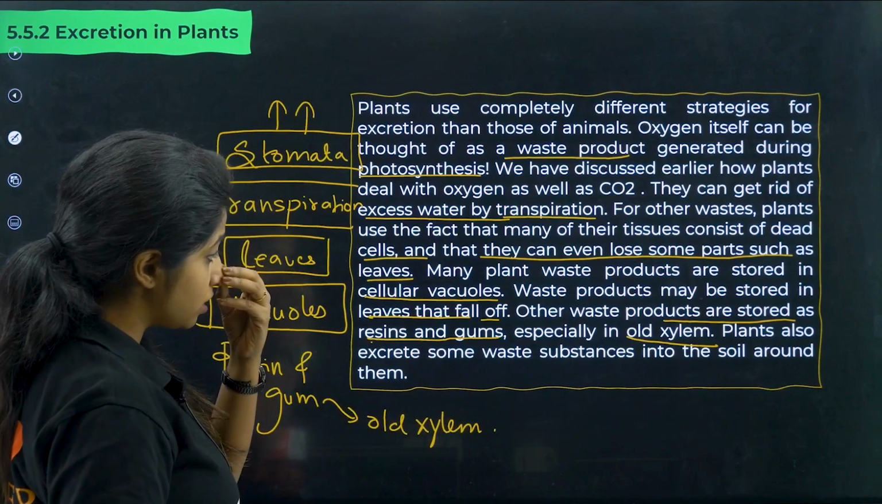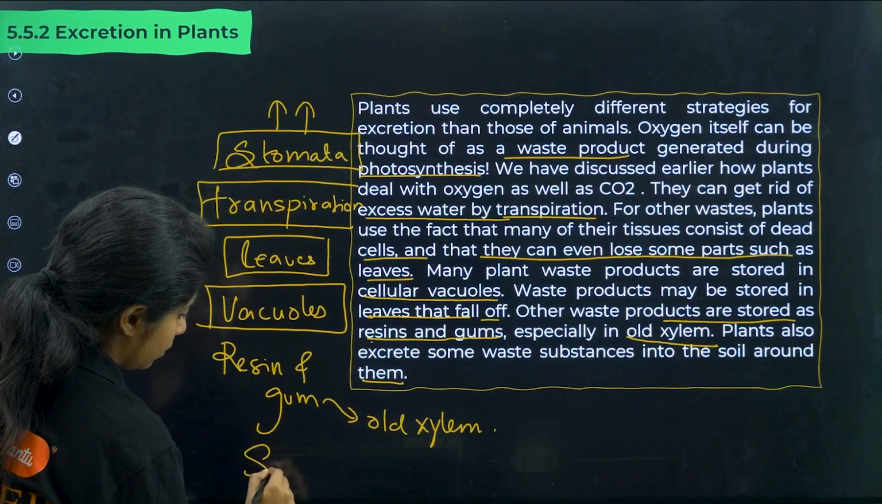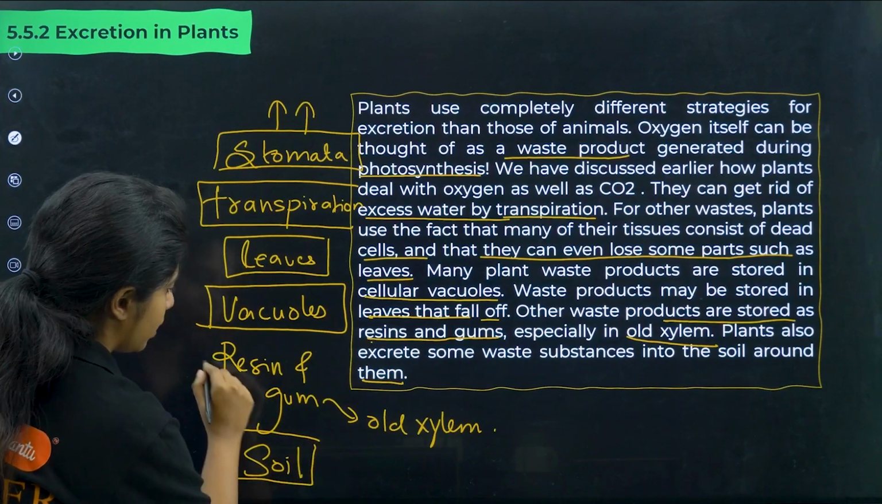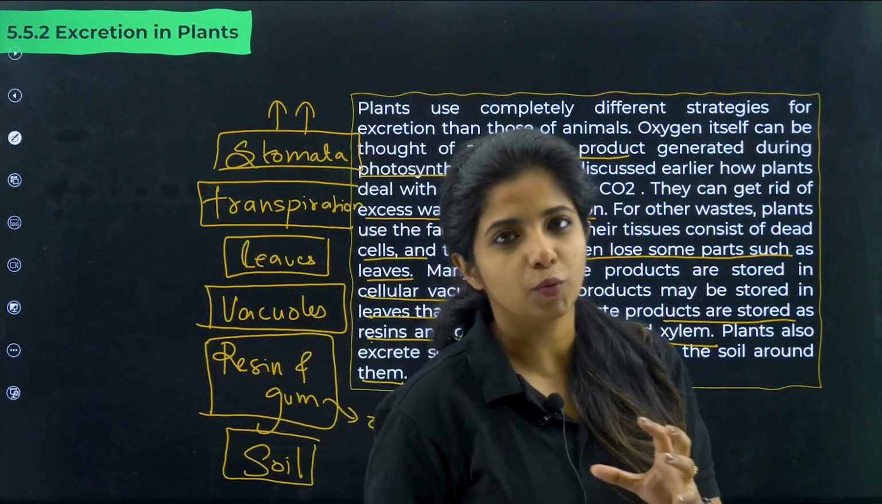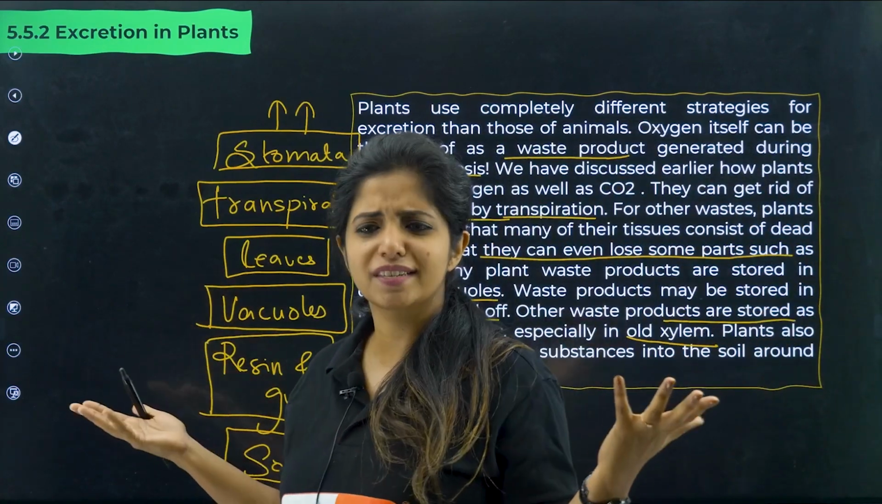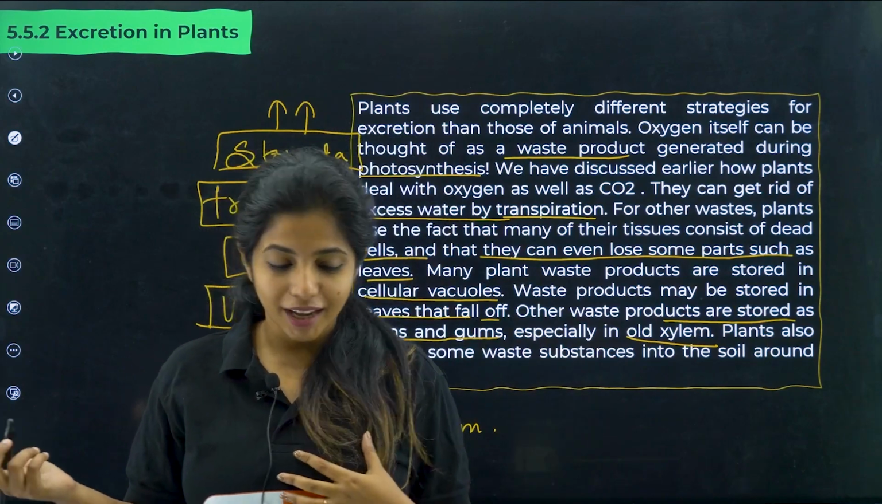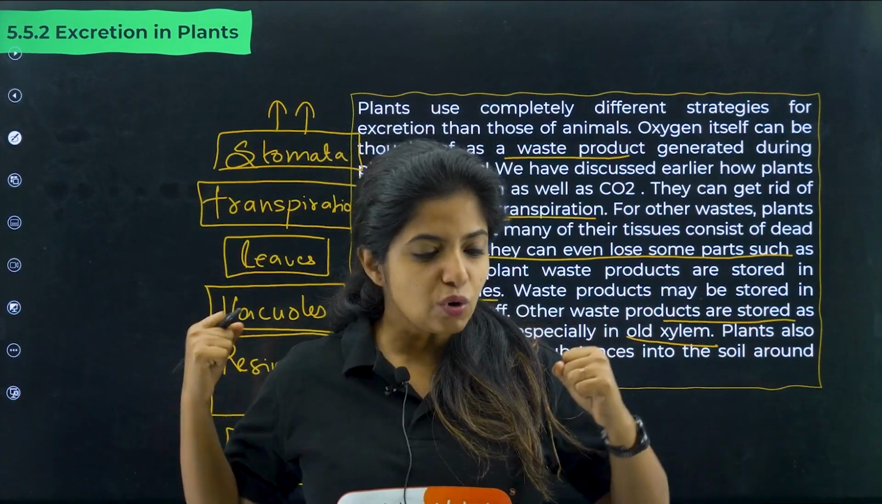Now plants also excrete some waste product into the soil around them. So next method is basically releasing things into the soil. So you have these many ways for the plants to excrete what is not useful for them. Now this is not as complicated as human beings. Obviously they are not complicated as us, okay? But yes, they do have different mechanisms.